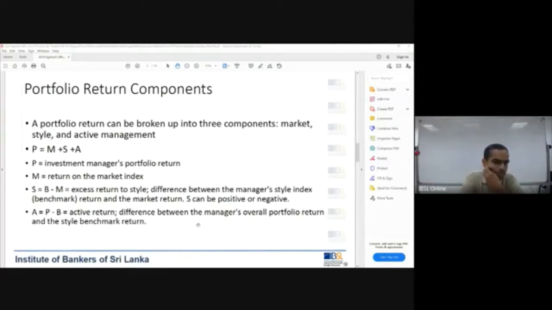Right. So the equation you need to remember is P equals M plus S plus A. Investment manager's portfolio return is equal to the market return. Then S is the return due to style, which is the benchmark return minus the market return. Okay, so S is defined as B minus M, excess return to style. It's the difference between the manager's style index or the benchmark and the market return. S can be positive or negative. Then A is the return due to active management. Active return is the difference between the manager's overall portfolio return and the benchmark style return, right?